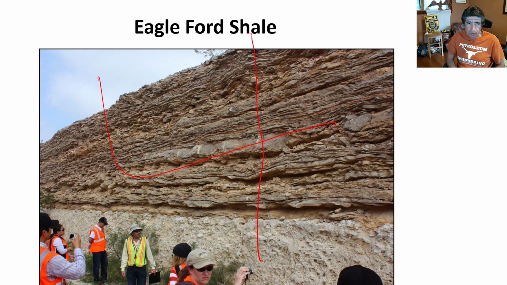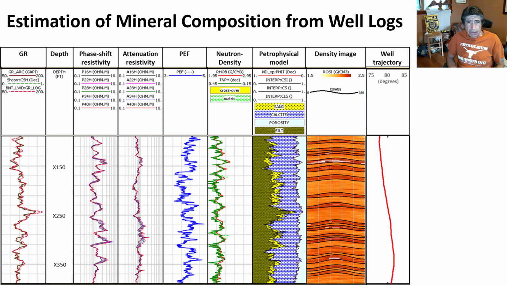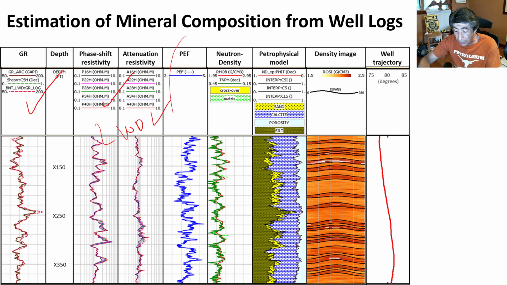In this case, the main solid composition of the Eagle Ford is calcite or dolomite, and then we have the Buda Formation just below, which is a mostly calcareous formation. Now, in the well logging world, we have a multitude of logs: gamma ray, phase and attenuation resistivities for LWD, and then for the photoelectric factor, a log that I'm going to introduce today, neutron density.